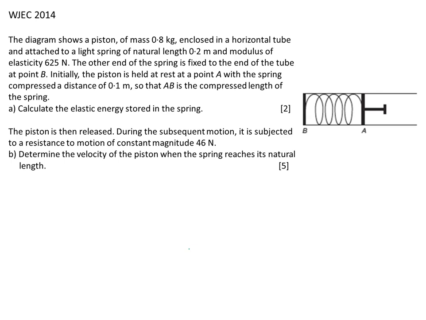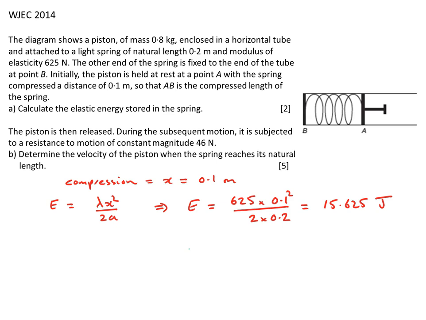First, we have to calculate the elastic energy stored in the spring. So we know that elastic energy is given by lambda x squared over 2a, and we know that the compression of the spring in its initial position is 0.1 meters. So the energy stored is going to be 625 times 0.1 squared divided by 2 times the natural length, which is 2 times 0.2, which gives us an energy of 15.625 joules.